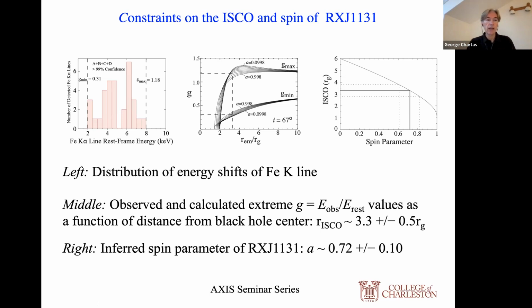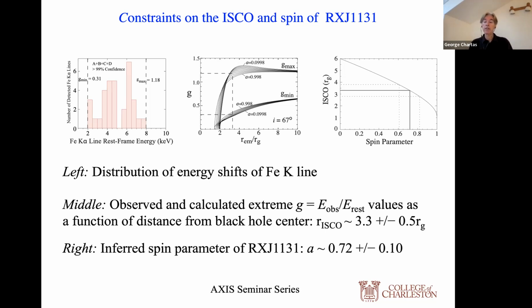So we take the observed distribution of shifts that we observed, and we find what consistent value of the emitting region we get. And we find that the emitting region, the one that corresponds to these shifts at about 2 keV, corresponds to an ISCO radius of about 3.3 Rg. All right. So we constrain the ISCO radius, assuming that that boundary is the innermost stable circular orbit.